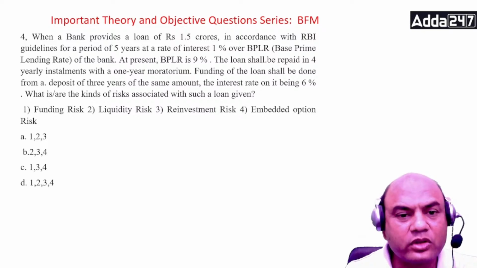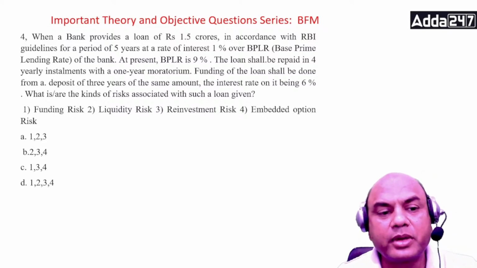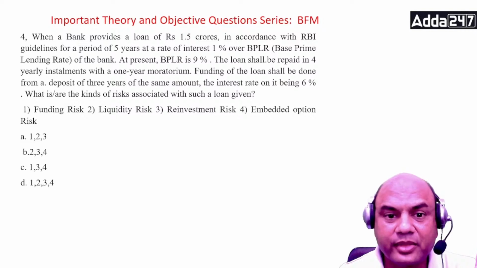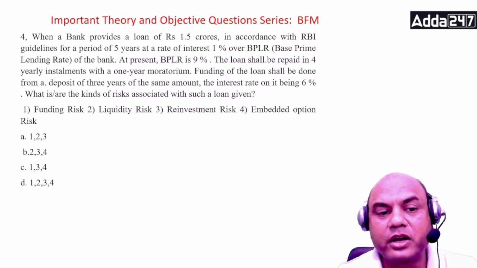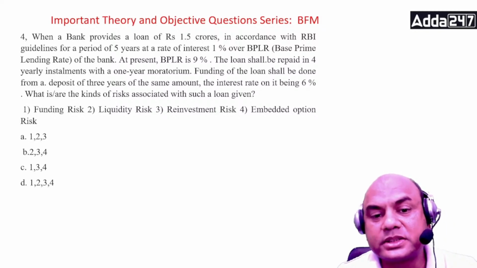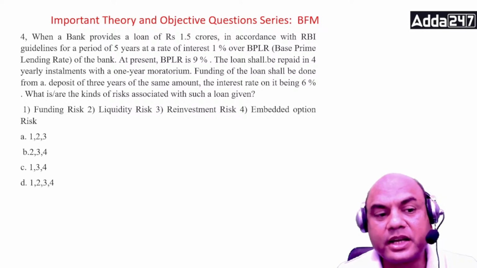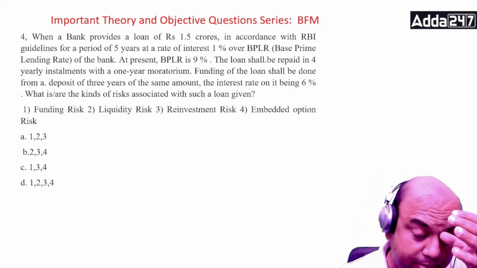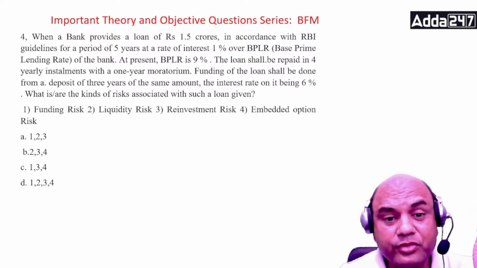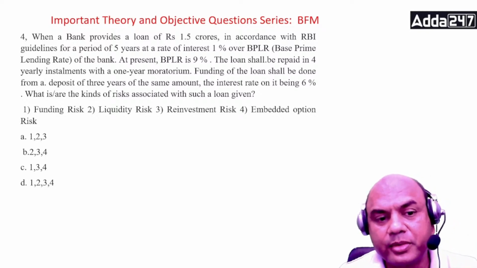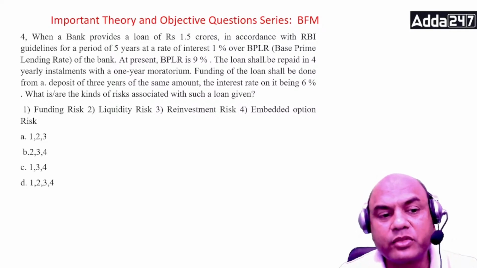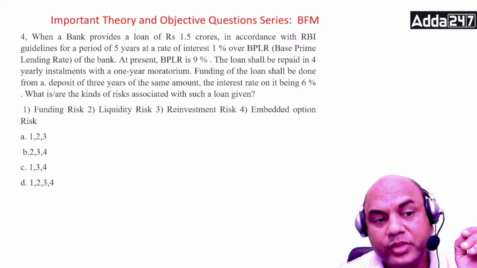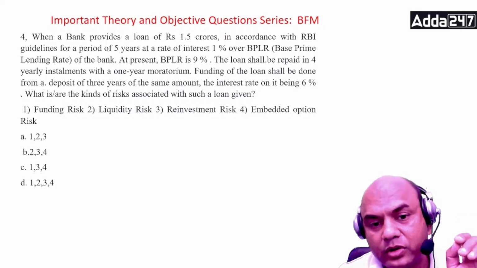When a bank provides a loan of 1.5 crores in accordance with the RBI guidelines, for a period of 5 years at a rate of interest of 1% over BPLR, the base prime lending rate of the bank. At present BPLR is 9%. The loan shall be repaid in 4 yearly installments with a 1 year moratorium.